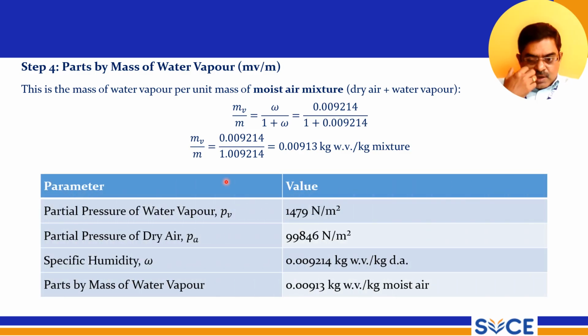Now all this we have found, and these are the answers. First, the partial pressure of water vapor Pv is 1479, and the partial pressure of dry air Pa is 99846. The specific humidity is 0.009214 kg of water vapor per kg of dry air, and the parts by mass of water vapor is 0.00913 kg of water vapor per kg of moist air. So these are the findings from this problem. We will see one more problem.